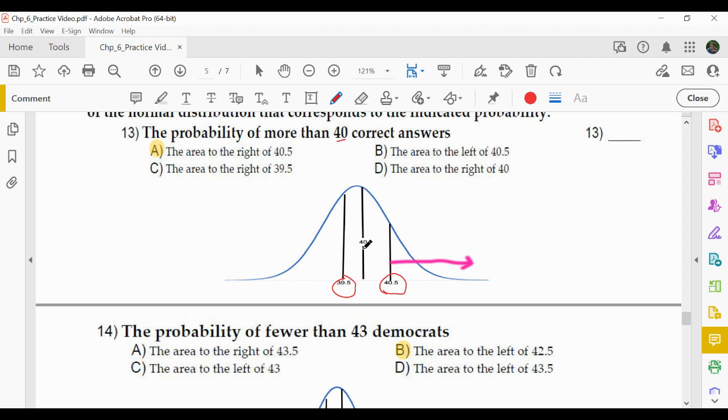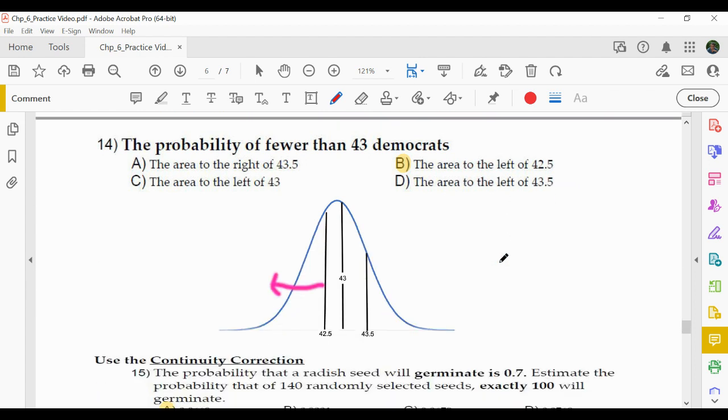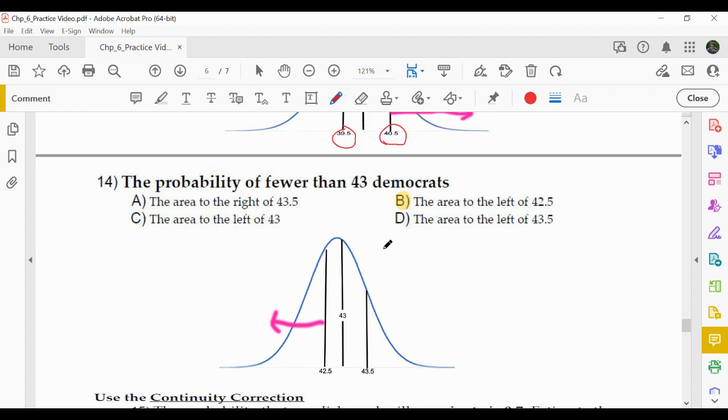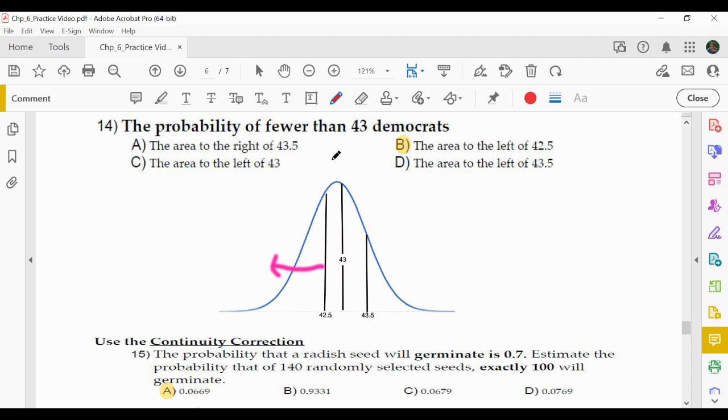More than 40 does not include 40, so I can't start here and go to my right because I go right over 40. I got to start at 40.5. All right, more than 40. To the right of 40.5. There's 45 to the right of it. Fewer than 43. All right, so I put a 43 here. I subtracted 5/10 and I added 5/10.